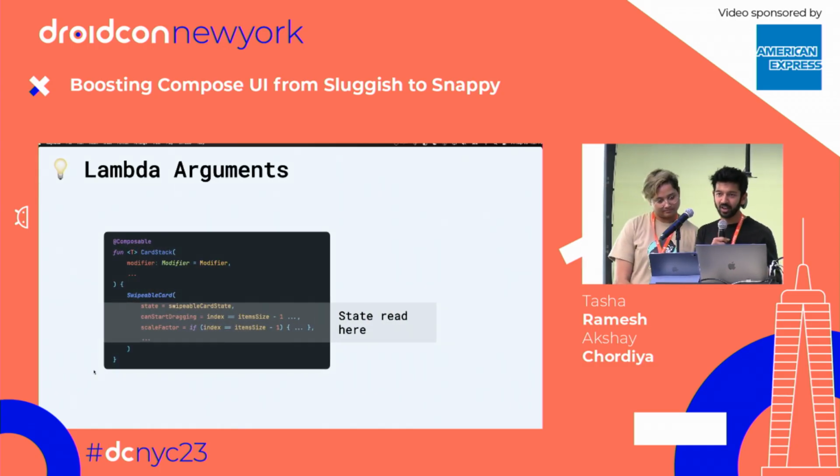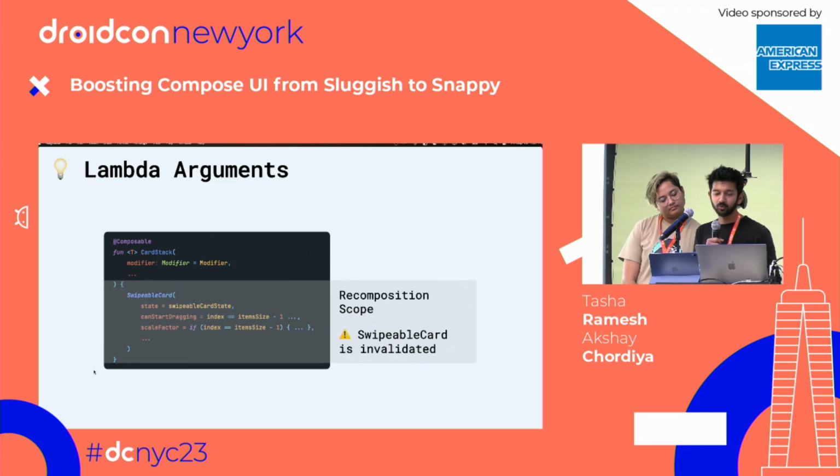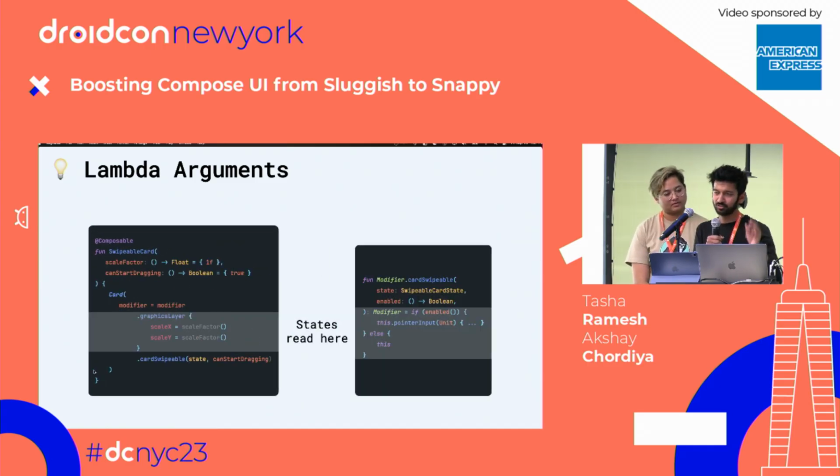Right now we have the swipeable card, and we are reading the state somewhere inside that parameter block. Whenever you do a state read, Compose takes the nearest scope as its recomposition scope. So whenever our state is changing, the swipeable card is getting invalidated because Compose thinks that's the recomposition scope. So we need to tell Compose that's not my recomposition scope, and shorten it down. We can do that by deferring the state reads with the help of lambdas.